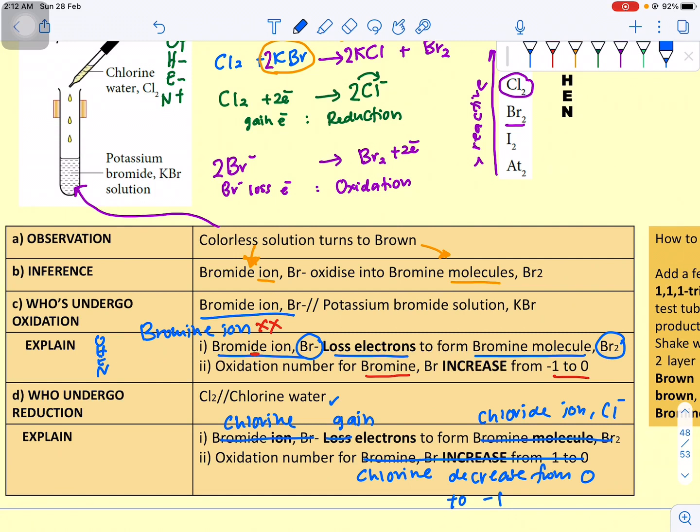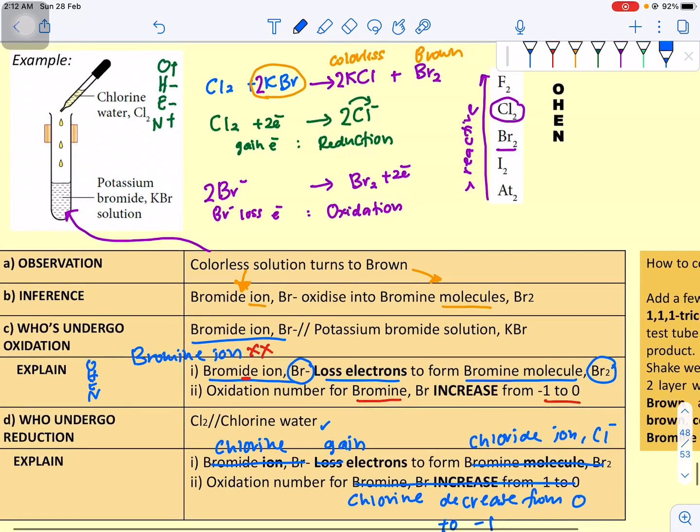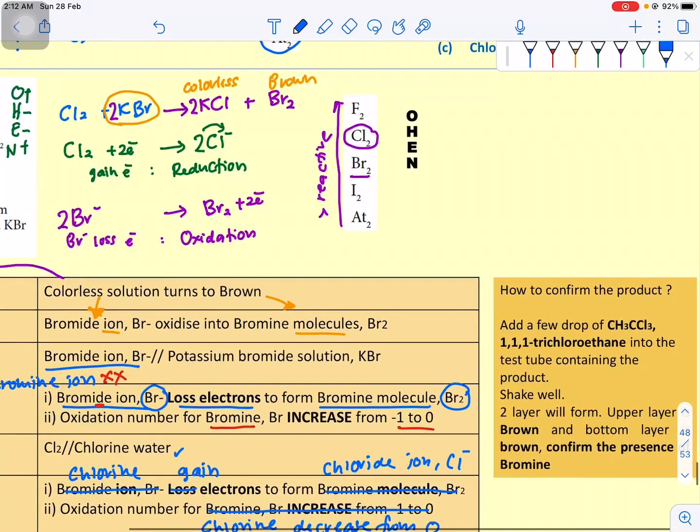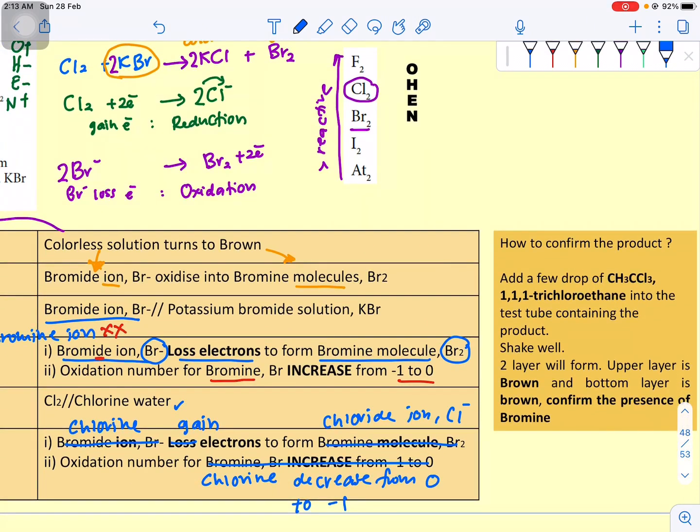Okay, how can we confirm yang sebenarnya betul-betul memang in our product is bromine bukannya chlorine? So kita kena confirm kan. Okay, how to confirm? Kita akan add a few drop of 1,1,1-trichloroethane in the test tube. Shake well. And what we're going to have? We're supposed to have 2 layers. The upper layer is brown and the bottom layer is also brown. Confirm the presence of bromine. So yang ni kita kena memorize the color.